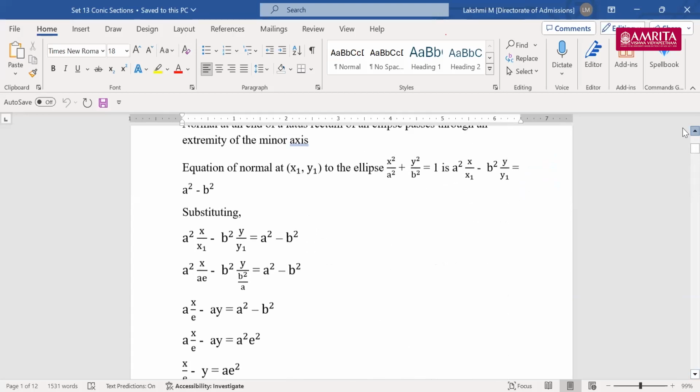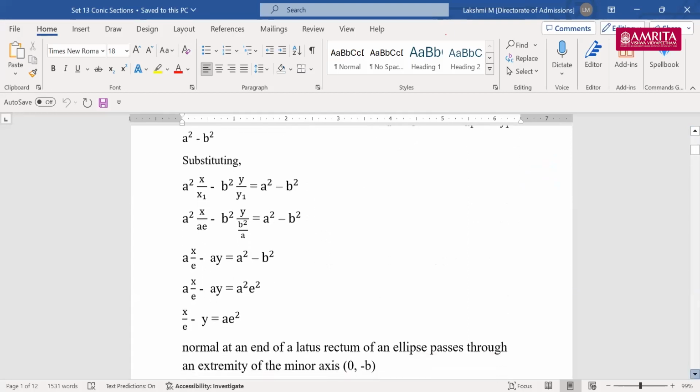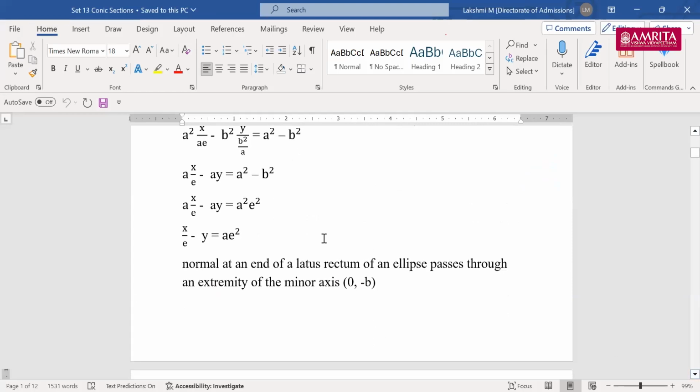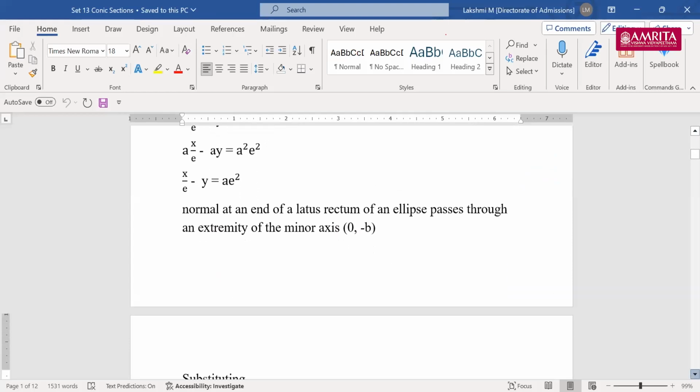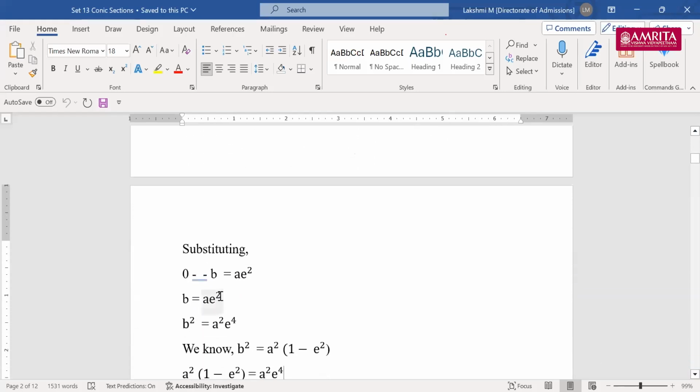This is the general part, that is a square x by x1 minus b square y by y1 equal to a square minus b square. Once I have this, I'm just going to substitute for the values and simplify it. I know it passes through these points, so I'm going to substitute for the y. If I substitute it, I also have b is equal to a square. So in the general equation, I substitute for b square, which is a square into 1 minus a square, equal to a square e raised to 4.